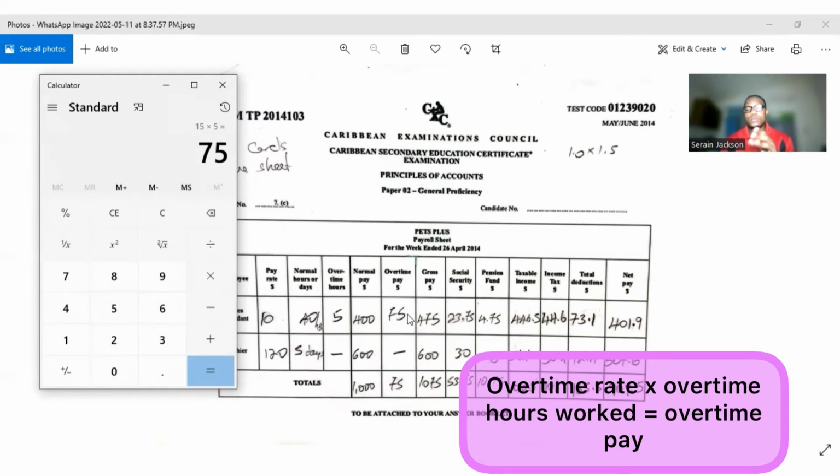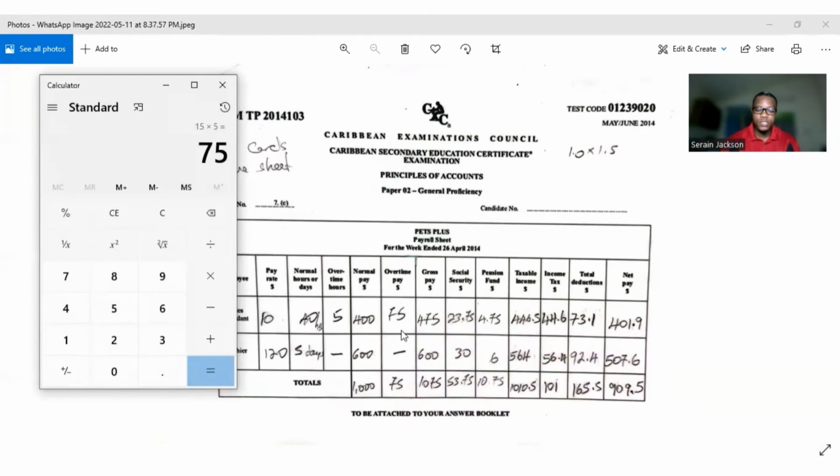So when you calculate the 10 multiplied by the 1.5, you are calculating the overtime rate, right? Because the normal rate is $10 per hour. Now the overtime rate would be $15 per hour, and you times that by 5, right? And you get $75 for the 5 hours worked overtime.